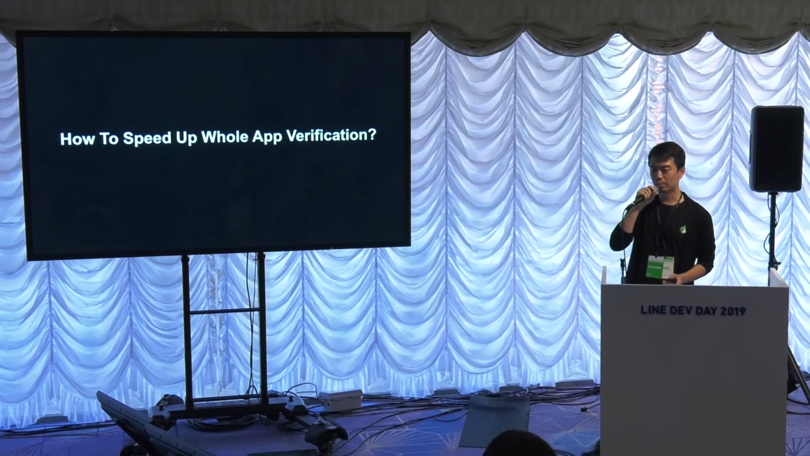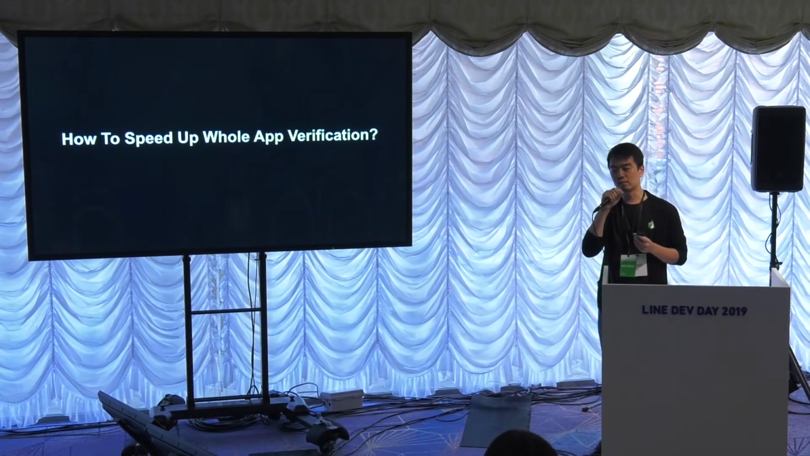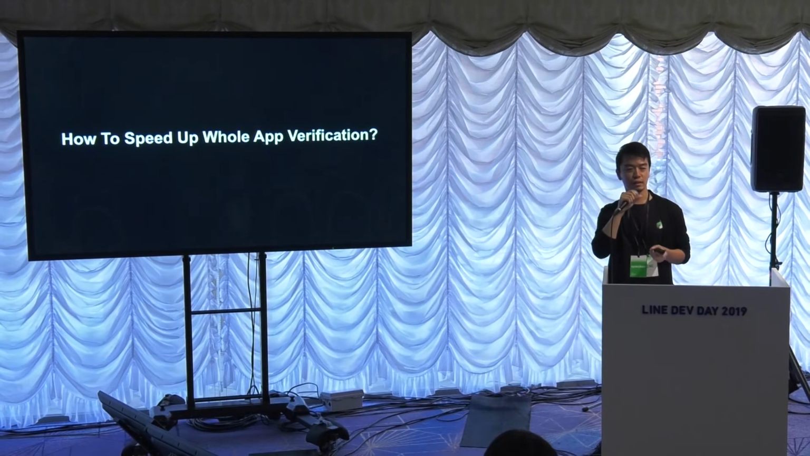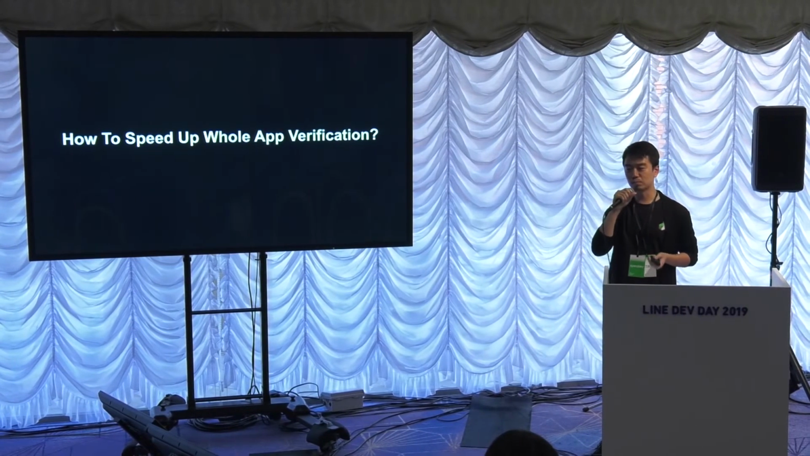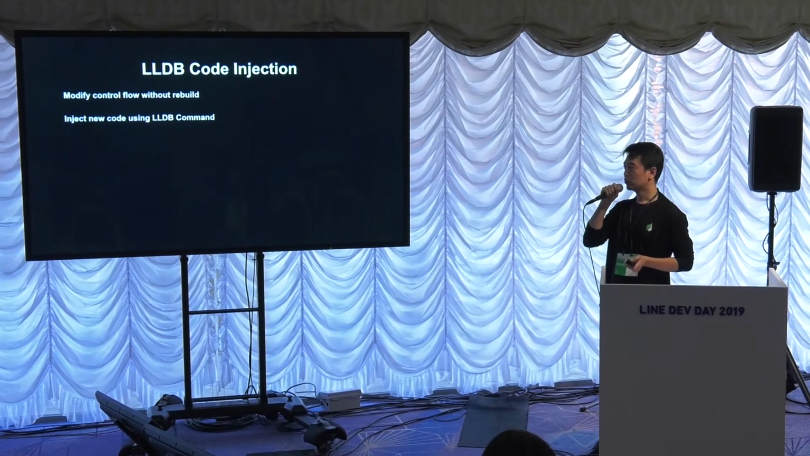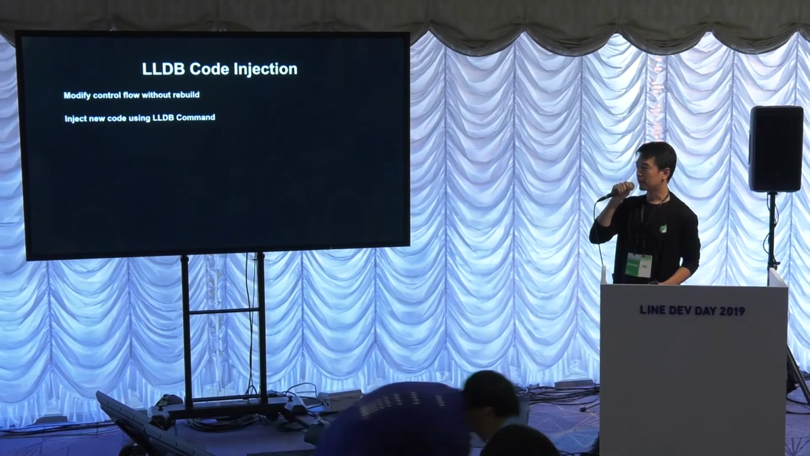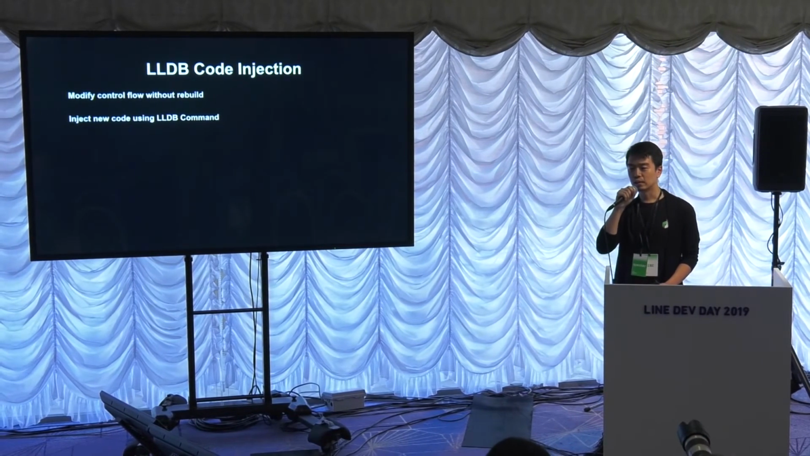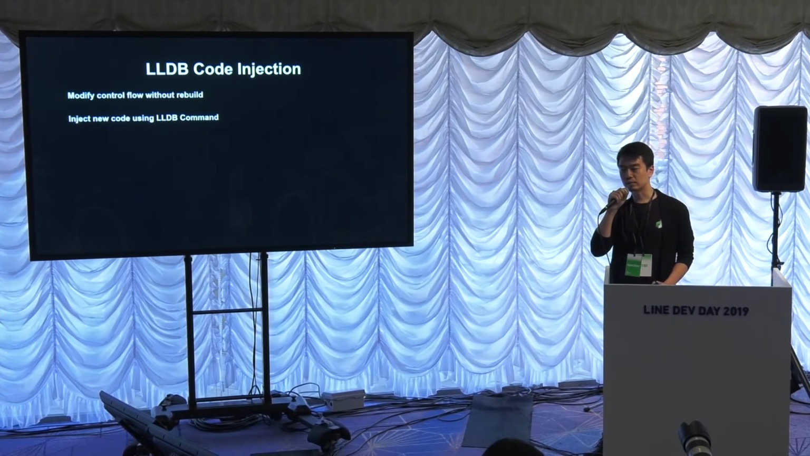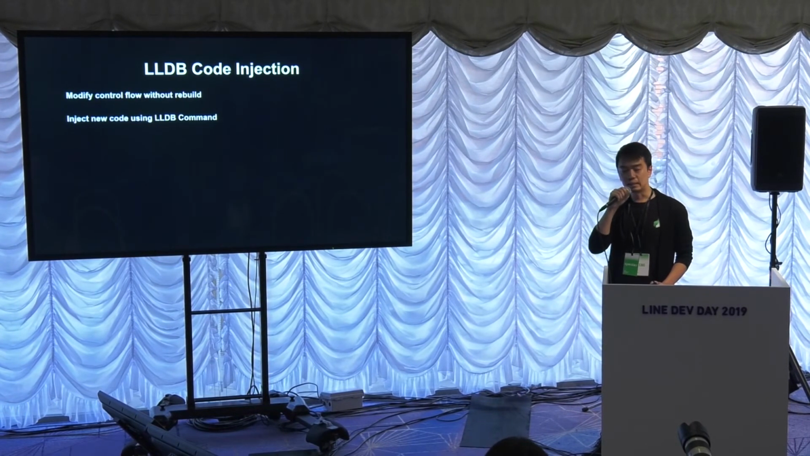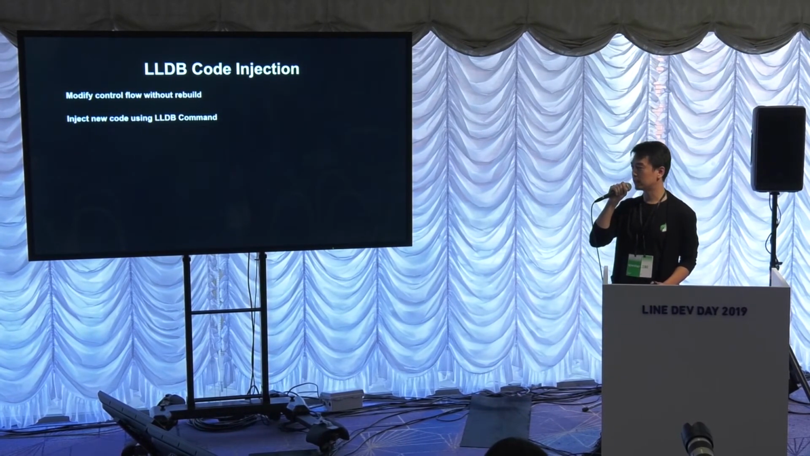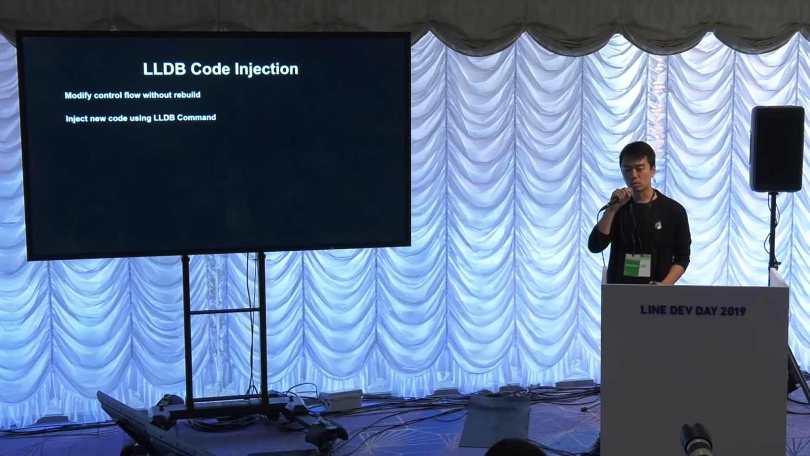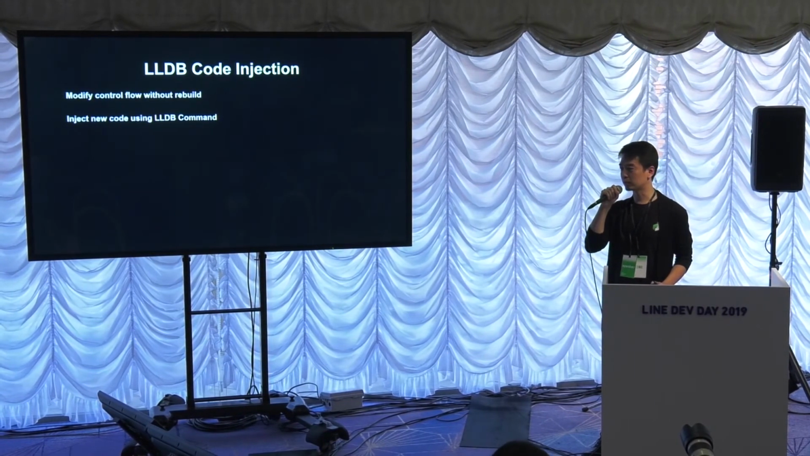So here's the main philosophy: we have to reduce the number of builds. At least we have to build once to see the whole app integration. But we could use LLDB to modify control flow without rebuild. If you want to see other results, or other cases in the switch cases, we could use LLDB and inject new code into it. So we just need to build once, and we can see different results.